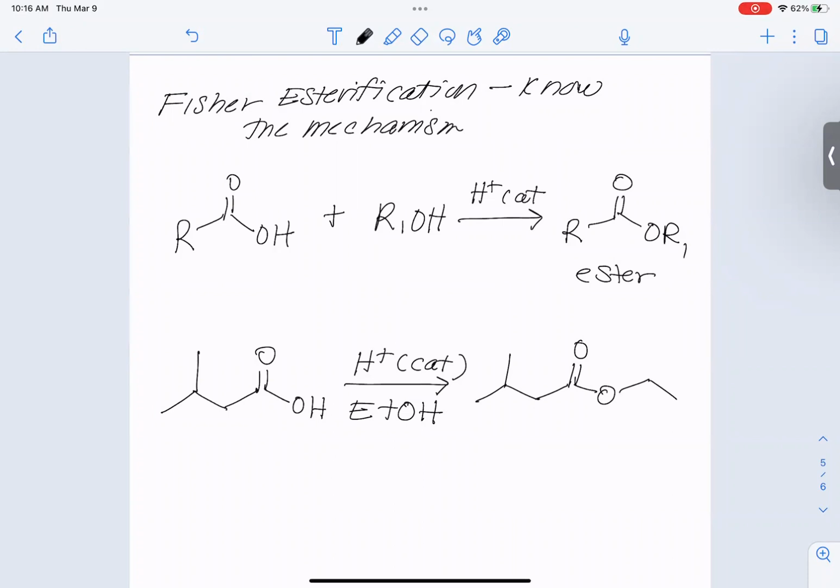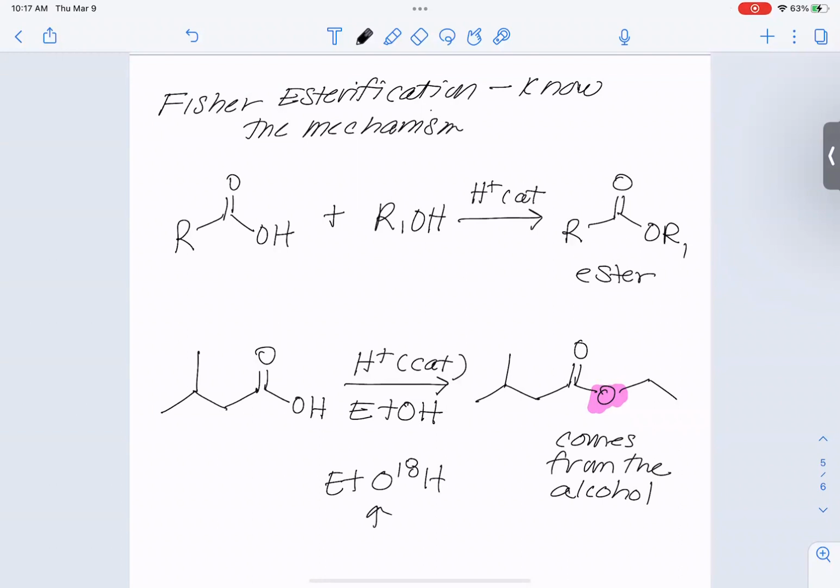So that is the product that you get, right? What we are going to see is that this oxygen comes from the alcohol. So if I were to put a label on that oxygen, so let's just say I had EtO18H, this is heavy oxygen, okay, it's radioactive. Then I would be able to see that label here. You would see it in the ester, okay? Right, so we're going to go through this mechanism.